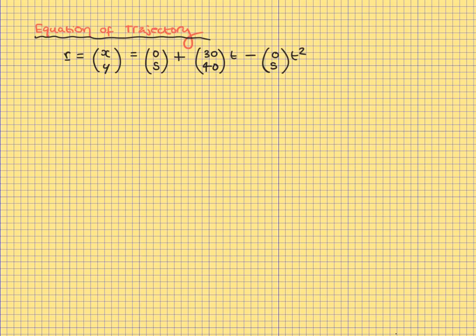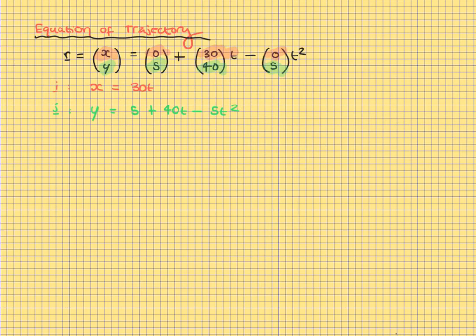Now, the last part of the question involves finding the equation of the trajectory. So, looking at the displacement vector, all of the information is put together here for us. Let's look at the i components to begin with. So, horizontally, this gives us x equals 0 plus 30t, and then minus 0t squared, so just x equals 30t. Now, if we look at the j components instead, we get y equals 5 plus 40t minus 5t squared. So here are parametric equations.